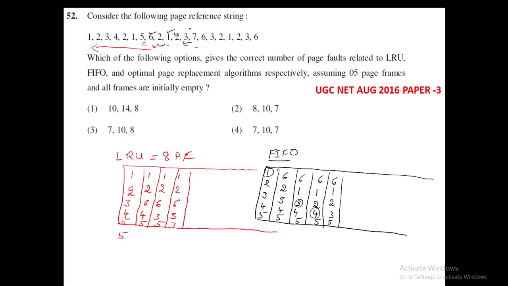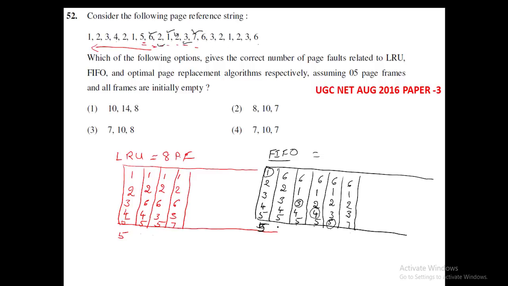Next, the CPU refers to page 6. 6 is there, so no page fault occurs. 3 is referred, no page fault because it is available in main memory. 2 is referred, also available, no page fault. 1, no page fault because it is available. 2 is also available, no page fault. 3 is available, and 6 is available.